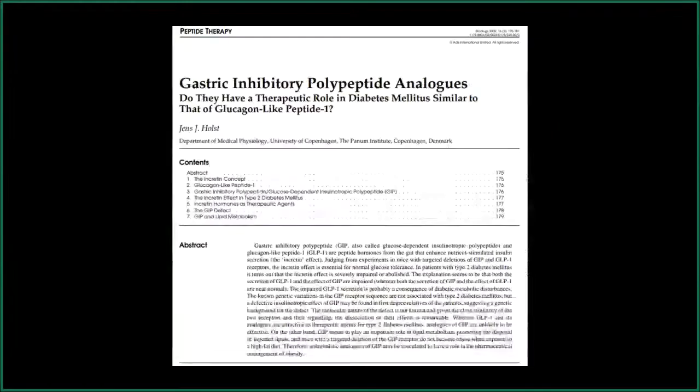There's also another paper that was published in 2002. GIP seems to play an important role in lipid metabolism, promoting disposal of ingested lipids, and mice with targeted deletion of the GIP receptor do not become obese when exposed to a high fat diet.